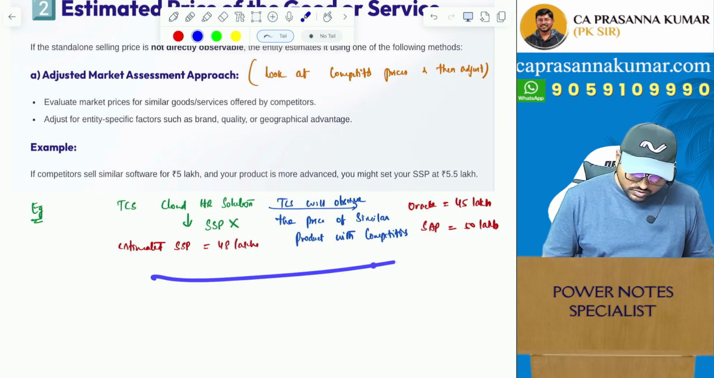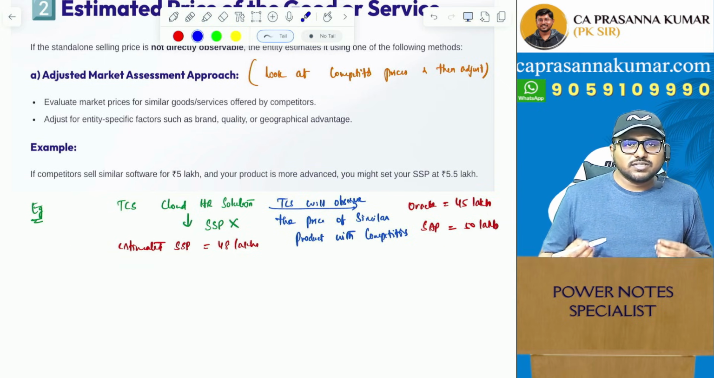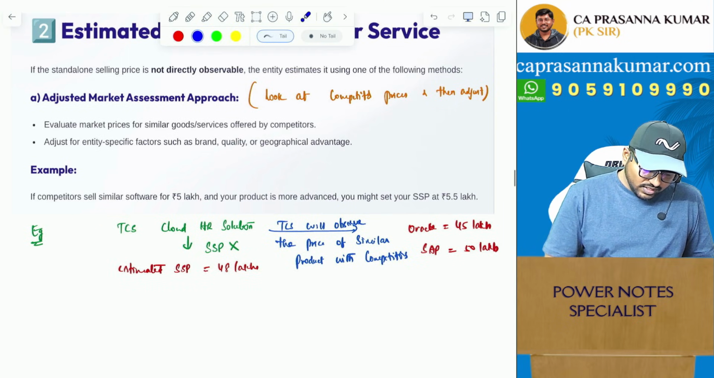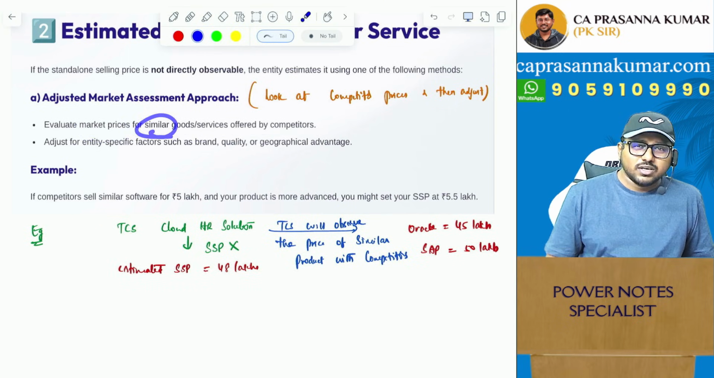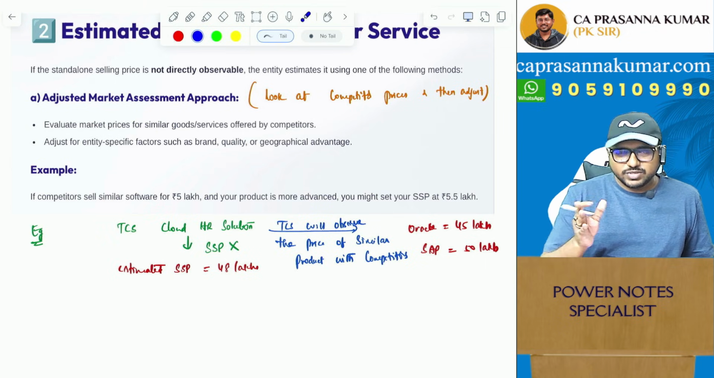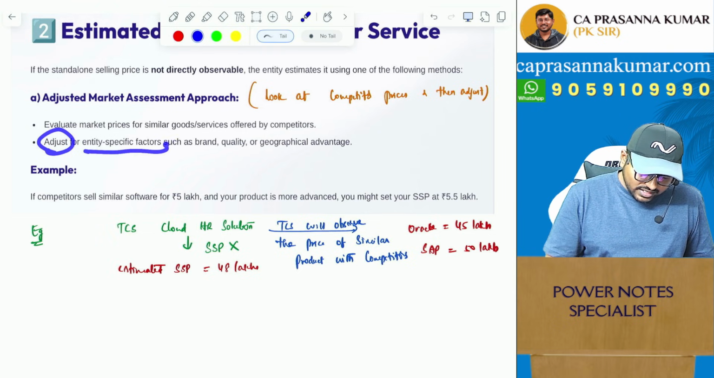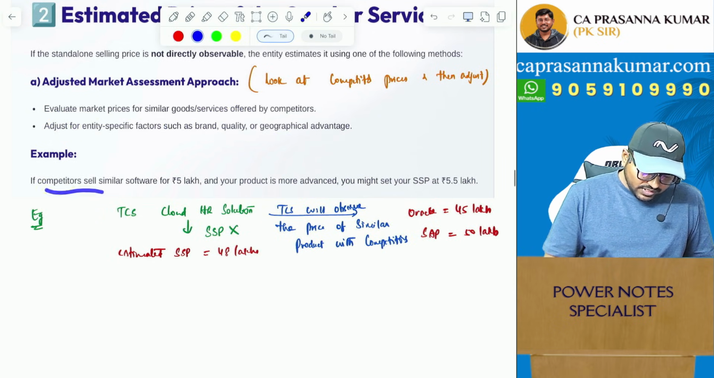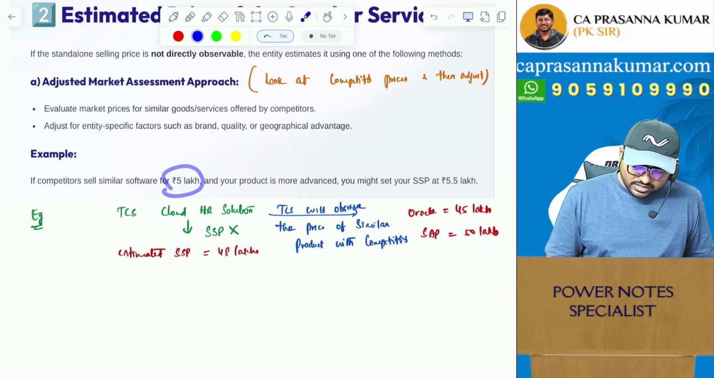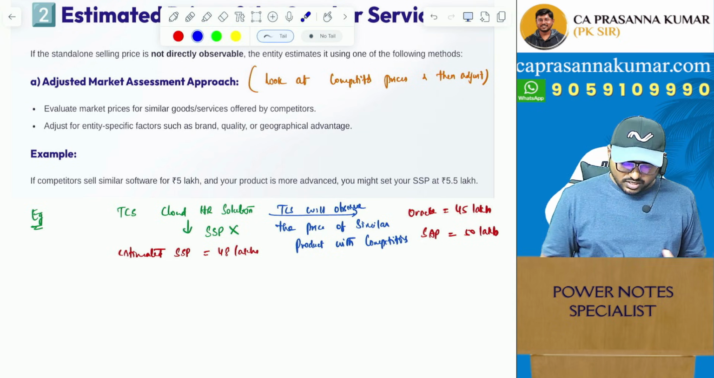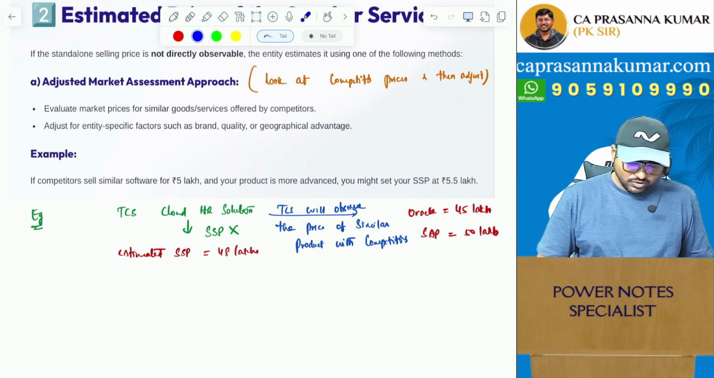As simple as that. This is what we call the adjusted market assessment approach, when observable price input is not available for SSP calculation. So, evaluate market prices of similar goods or services offered by competitors. It is similar. If it is identical, you'll just copy paste. Generally, it will not be identical. It will be similar, which means with some changes. Adjust for entity specific factors such as brand, quality and geographical advantage. If competitors sell similar software for 5 lakhs and your product is more advanced, probably you can have your SSP more than 5 lakhs. Say for example 5.5 lakhs. This is a real life example which I gave you. I hope this is clear.